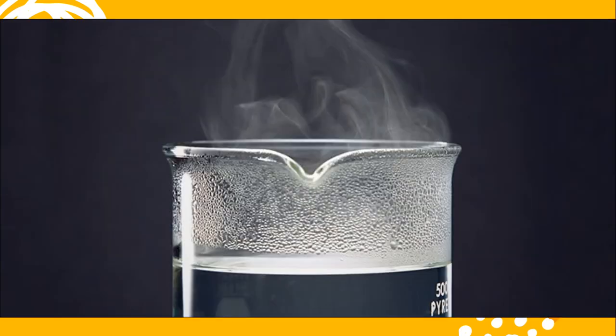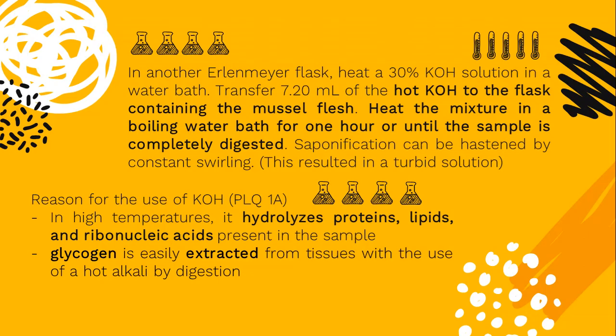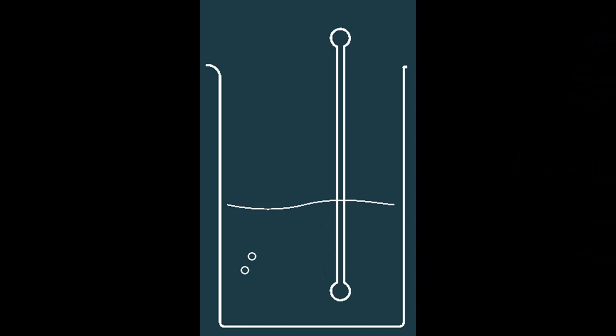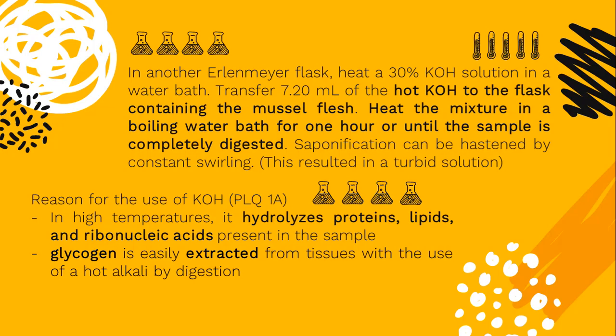The hot KOH is added to the flask containing the homogenized flesh, and then it is constantly swirled or stirred for around an hour so that it digests. So after the digestion, it results in a turbid solution. The question is, why did we use hot KOH, or why did we use KOH at all?